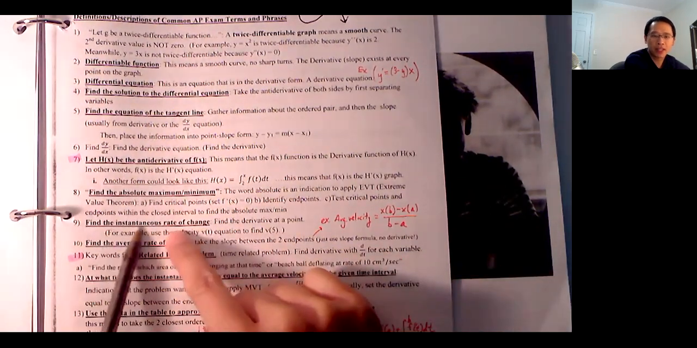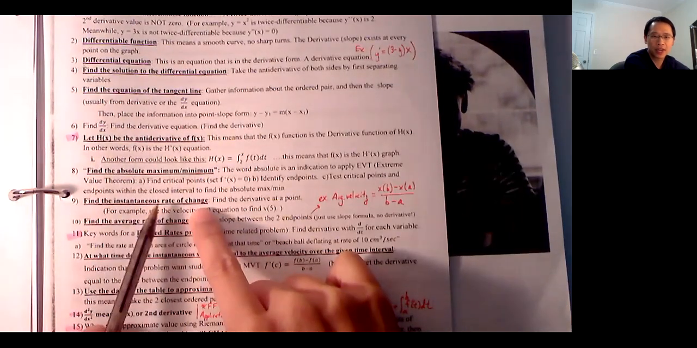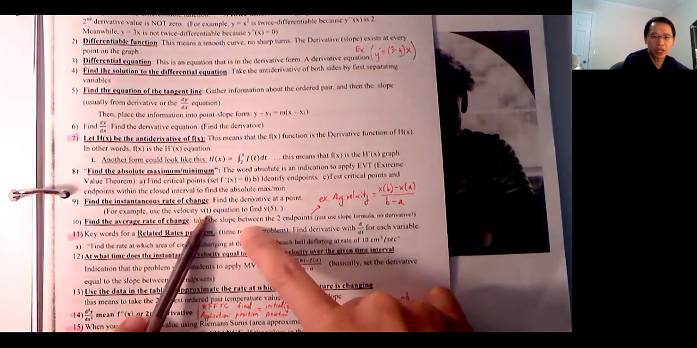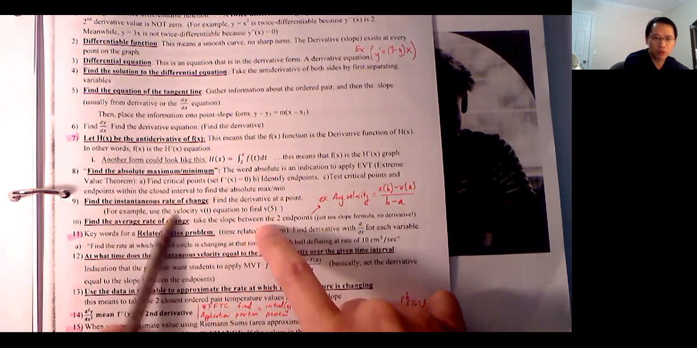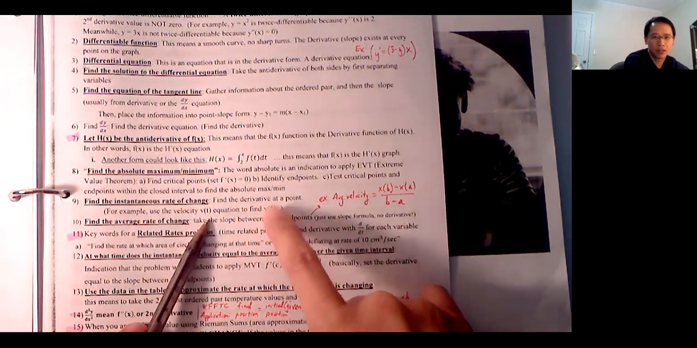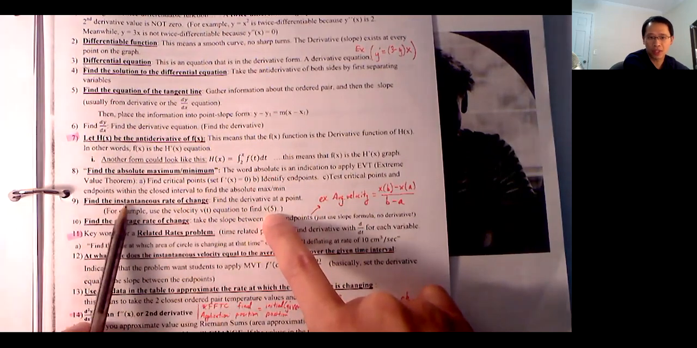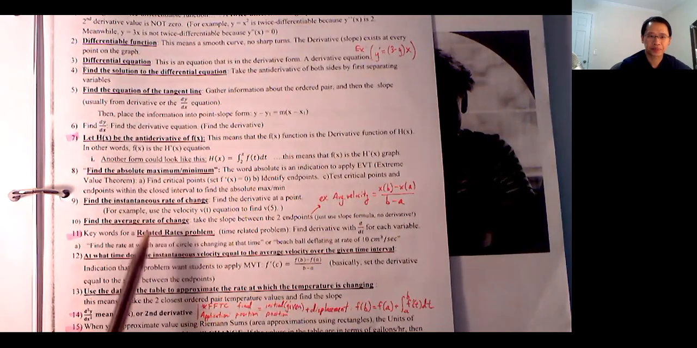Find the instantaneous rate of change. Instantaneous rate of change means find the exact rate of change, and that means we need to find the derivative at a point. So if you're given the position function, then you find the derivative, which is velocity, and then plug in whatever the x value or t value is, let's say v of 5. That will give you the instantaneous rate of change of that particle or object at that moment in time.